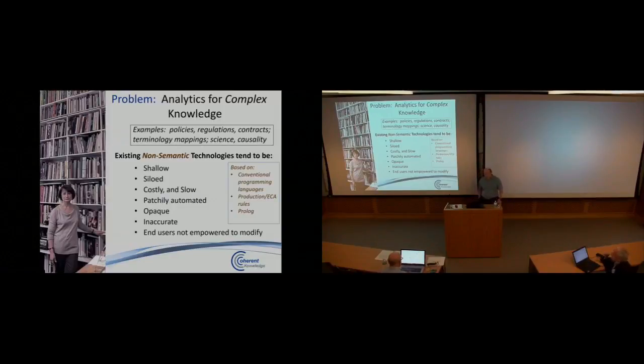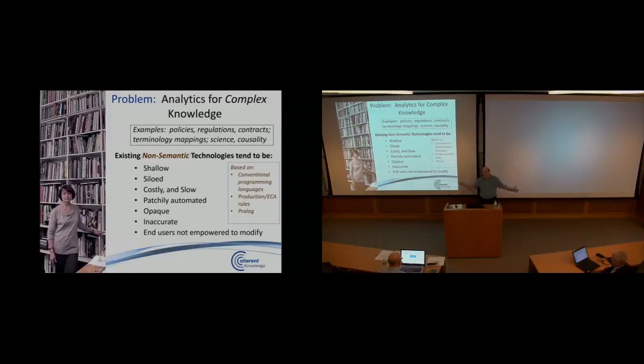So existing non-semantic technologies for this kind of knowledge, when combined often with scads of simpler type of data, tend to be shallow, siloed, costly and slow in terms of development, patchily automated. Lots of aspects end up being done manually, opaque in the sense of not very explainable what's going on.